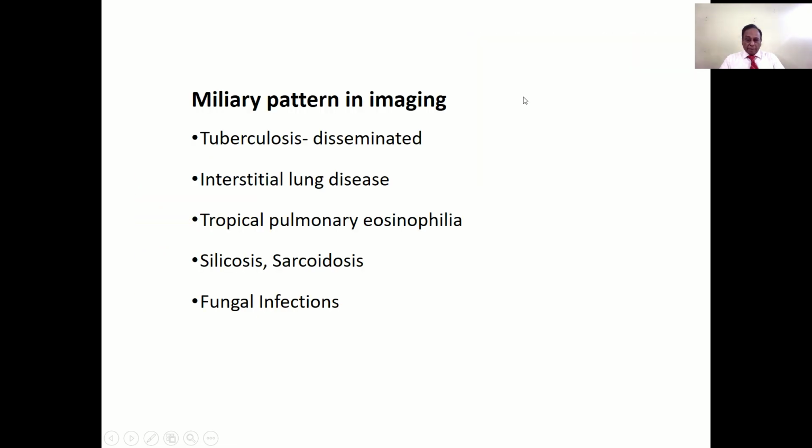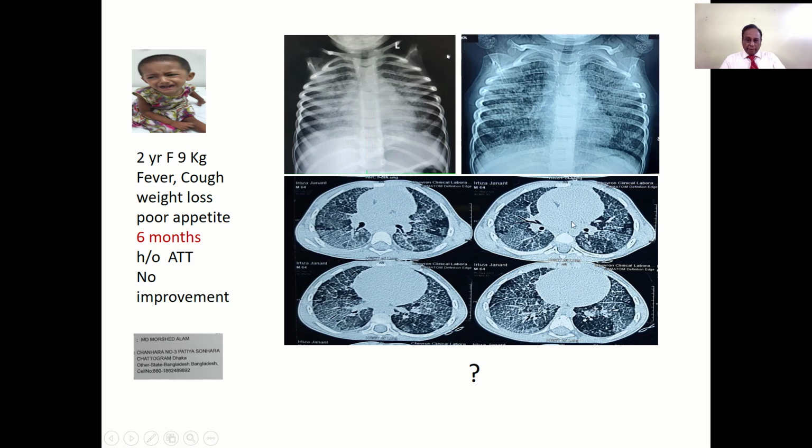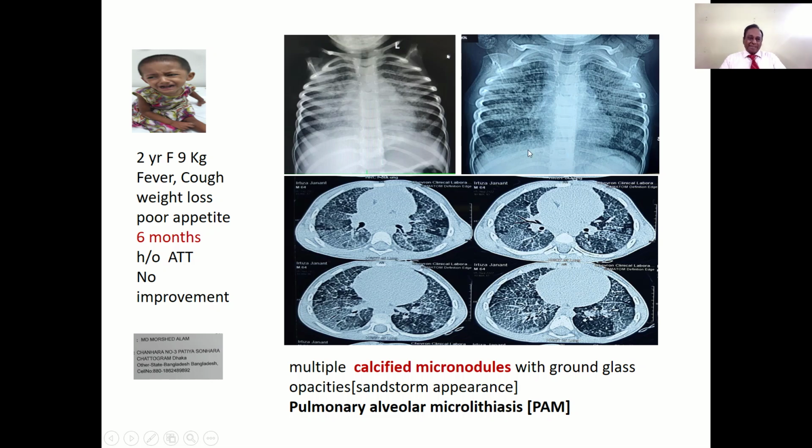You can see what that is? I'll show that. If you look at that, you can see the basal things are all there. What is that? Can you see? It is not typical mottling, it's something more than that. What is that? Calcification. Yes, anybody who thought of calcification, you are correct. It is more than a mottling. There are calcified micronodules seen all over the chest, and this is the typical presentation. Calcified micronodules with ground glass opacities are highly suggestive of pulmonary alveolar microlithiasis.